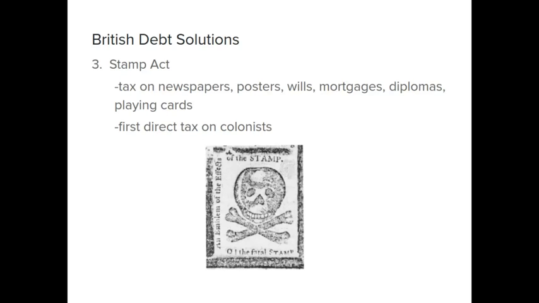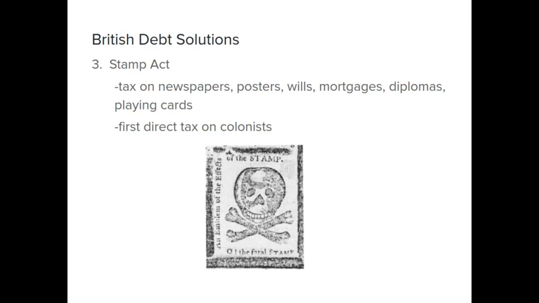So, the Stamp Act was a tax on all paper goods. So, this included newspapers, posters, wills, mortgages, diplomas, and playing cards. This was the first direct tax on colonists. In other words, the colonists had to pay for this out of their own pocket when they bought paper products. This would be considered something like a sales tax that we pay today. If you buy a candy bar, you have to pay a little bit of sales tax on it at the grocery store. So this tax, it wasn't a major tax.